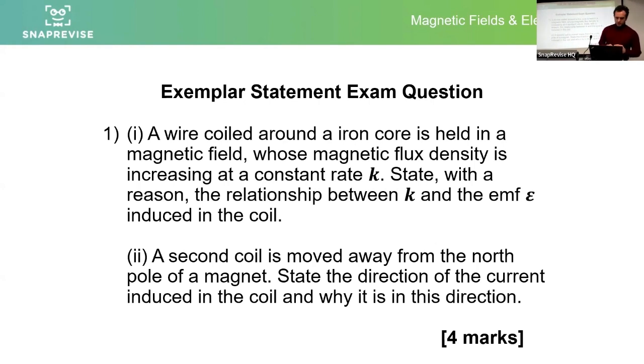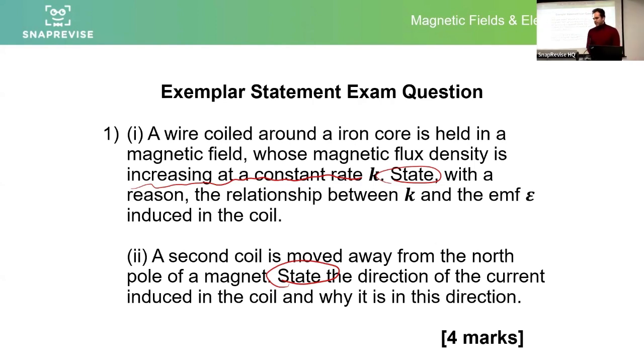at the next opportunity. Right, a wire coiled around an iron core is held in a magnetic field whose magnetic flux density is increasing at a constant rate k. How interesting. State with a reason the relationship between k and the EMF E induced in the coil. Okay, it's a state question, but not necessarily an easy one. A second core is moved away from the north pole of the magnet. State the direction of the current induced in the coil and why it's in this direction.